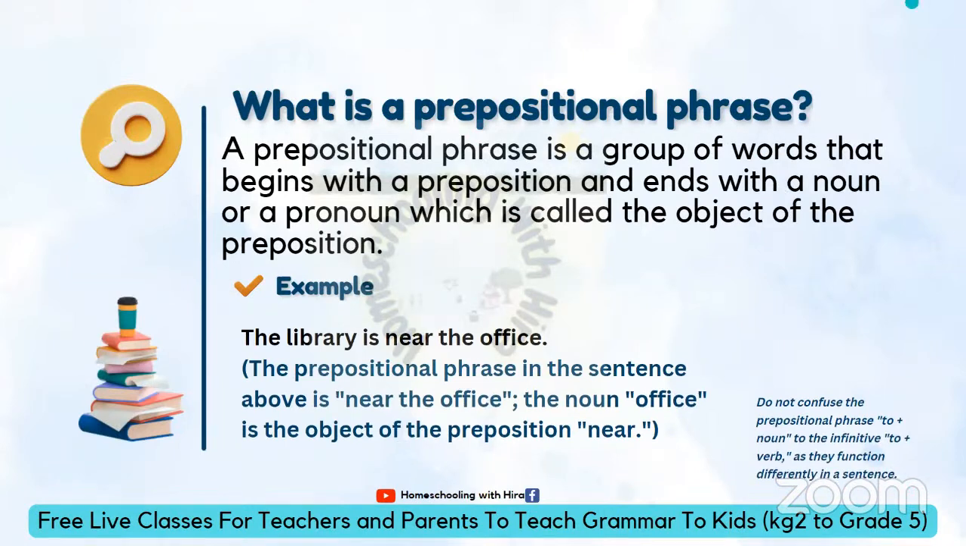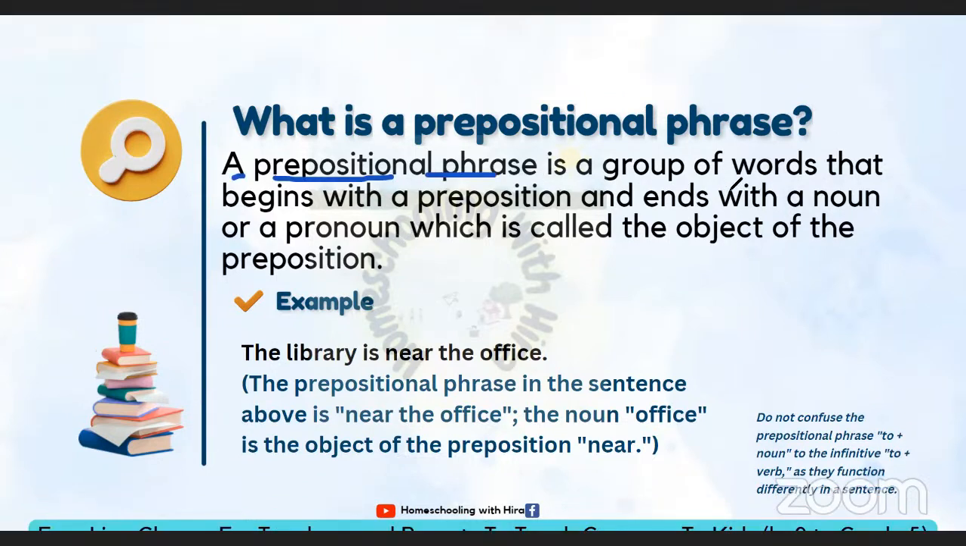What is a prepositional phrase? A prepositional phrase is a group of words. Again, phrase means group of words. But what does it do? That begins with a preposition and ends with a noun or a pronoun. It begins with a preposition and ends with a noun or a pronoun, which is called the object of the preposition. Okay.